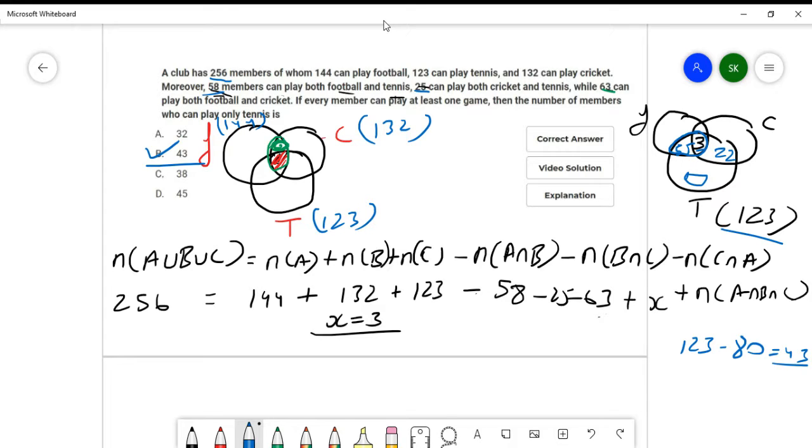And since it is a question of bank PO, you need to be very much correct in your calculation, and you will get to your solution as fast as possible. Okay, so now let's move forward to the next question.